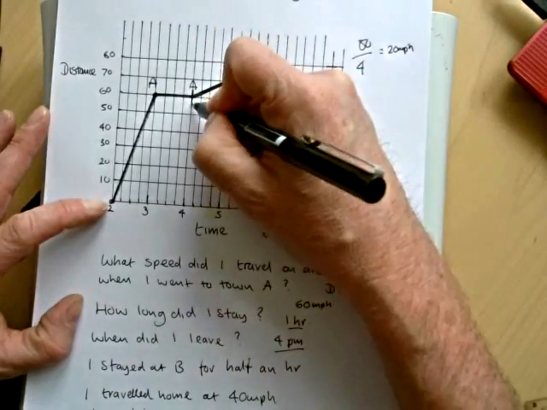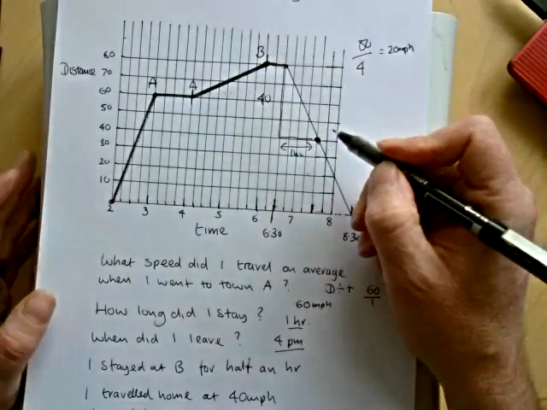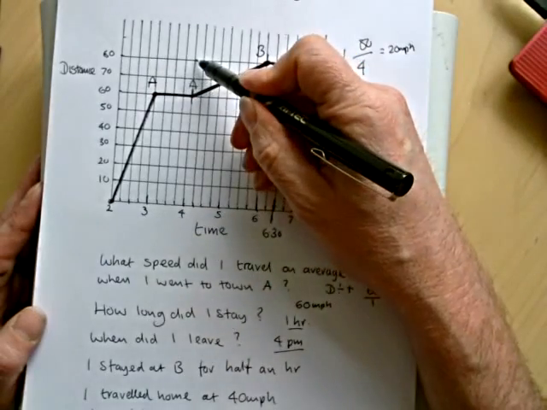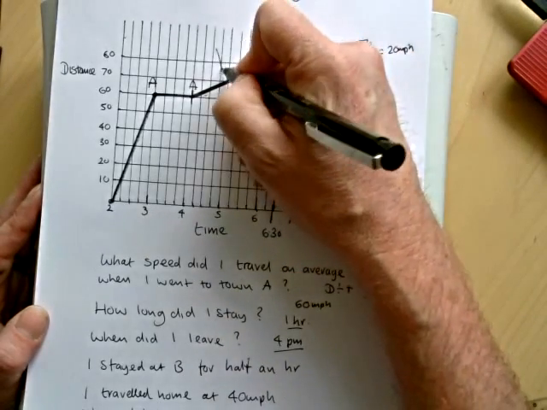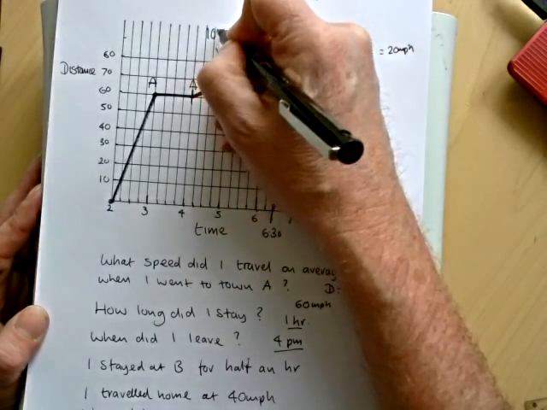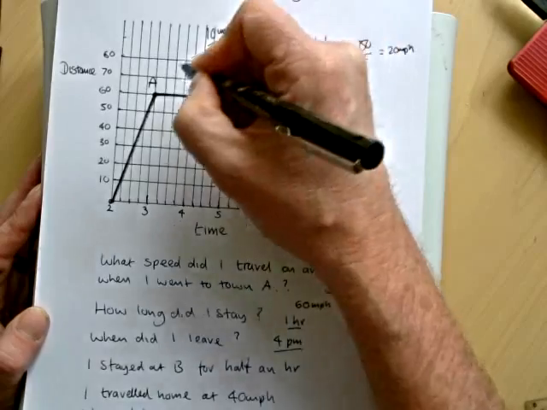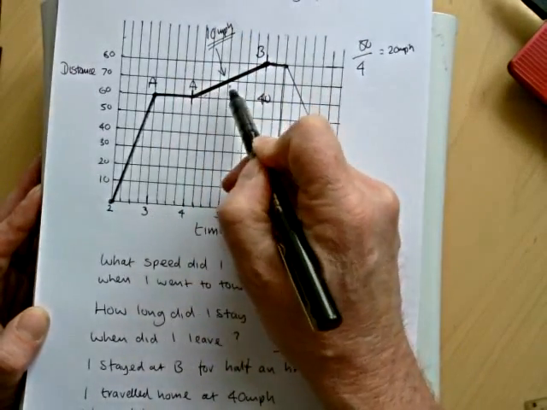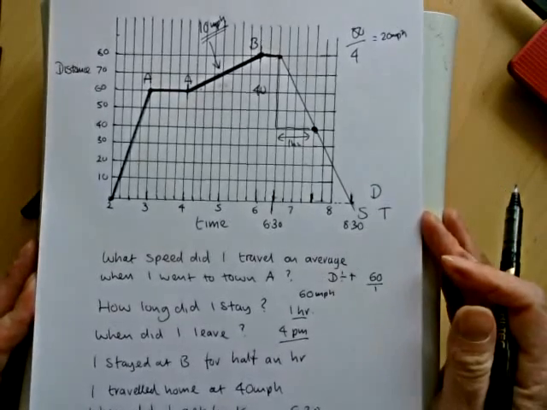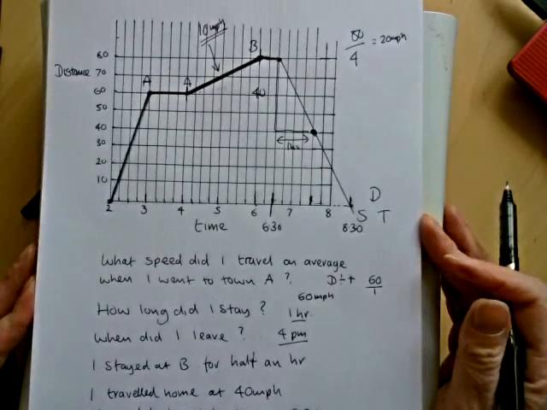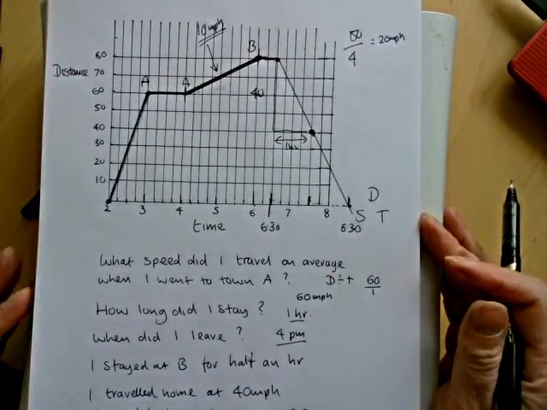If I wanted to know, say, the speed between A and B, I've gone 20 miles in 2 hours. So the average speed here is only 10 miles per hour, much slower than before. And that's indicated by the steepness of the line. So there's some examples and features for you to think about to do with speed, distance, time graphs.